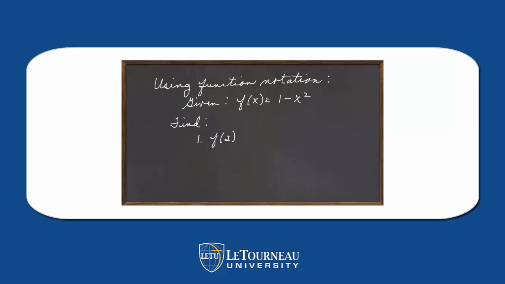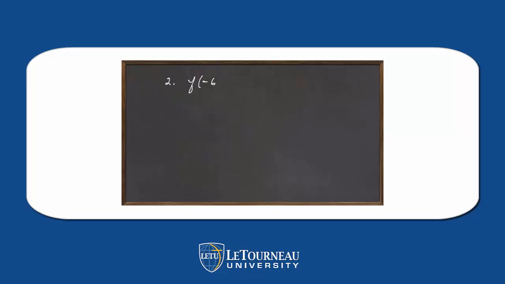Let's look at some examples. Using function notation, if we have f of x equals 1 minus x squared, check out f of 2. We could also have something like f of minus 6. That implies that f of minus 6 equals 1 minus (minus 6) squared. Be careful with your signs. Number 3, let's look at f of a. f of a would be 1 minus a squared.